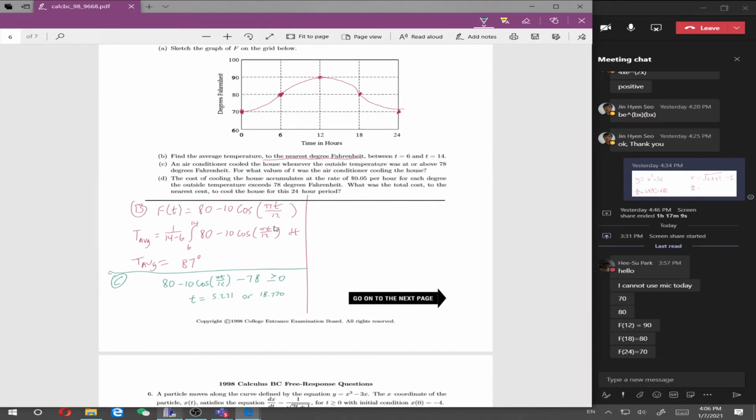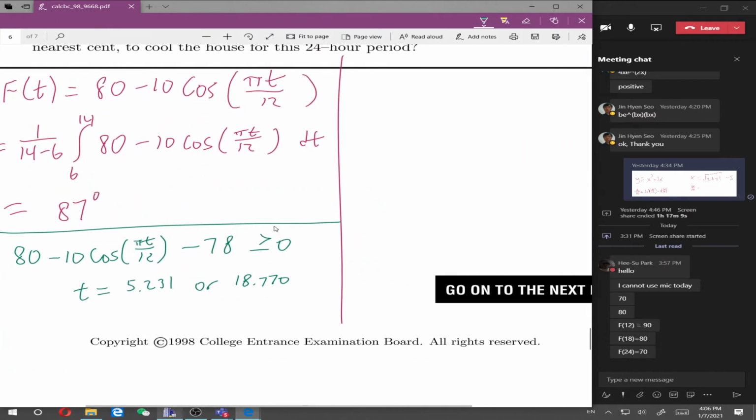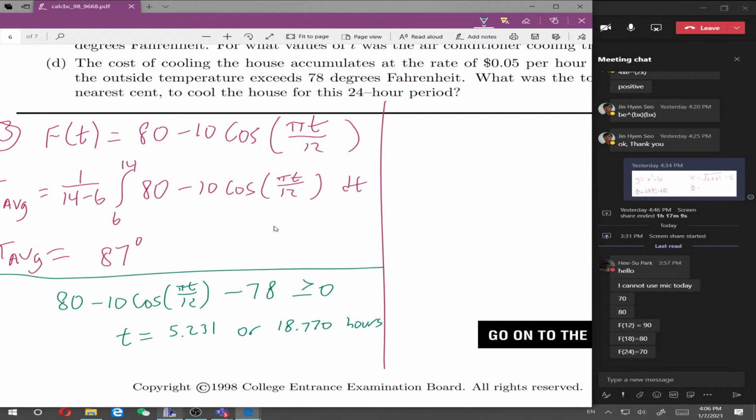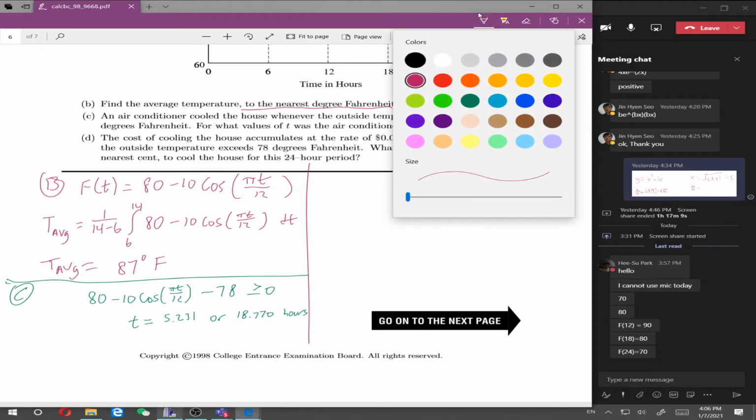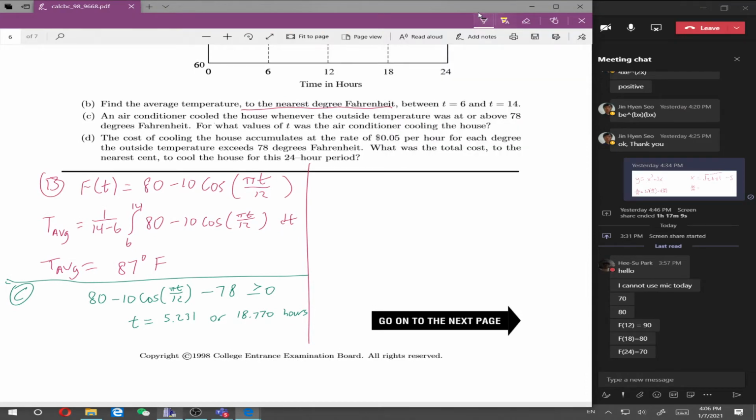What are my units here? Hours. Go ahead and say degrees Fahrenheit since we've got people who use both metric and English here.